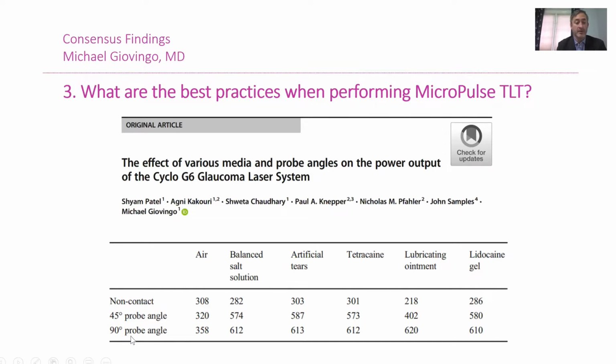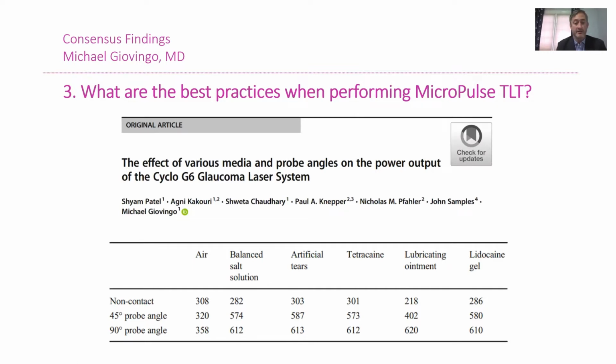So what we're looking at is the bottom row, the 90-degree probe angle. With air as a coupling agent, there was a significant drop in the power. These are all in milliwatts. Just as a reference point, this was done with 2000 milliwatts at the 31.3% duty cycle, so 626 should be full output of the laser. And balanced saline solution, artificial tears, tetracaine, lubricating ointment, lidocaine gel, all were basically equal.